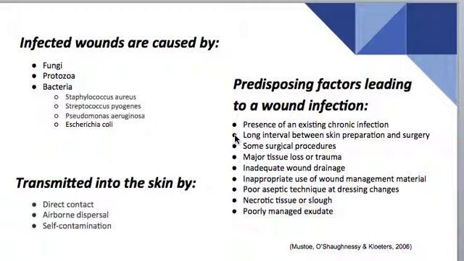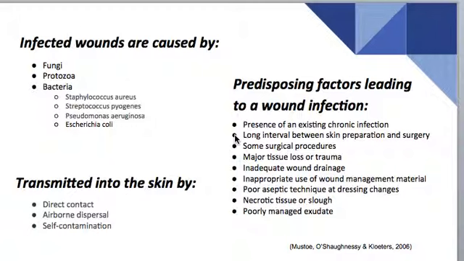The most causative bacteria are Staphylococcus aureus, Streptococcus pyogenes, Pseudomonas aeruginosa, and Escherichia coli. Contamination from other parts of the body may also cause wound infection. Bacteria enters the body by three different ways of transmission: direct contact, airborne dispersal, and self-contamination. There are a number of predisposing factors that may contribute to a wound becoming infected.